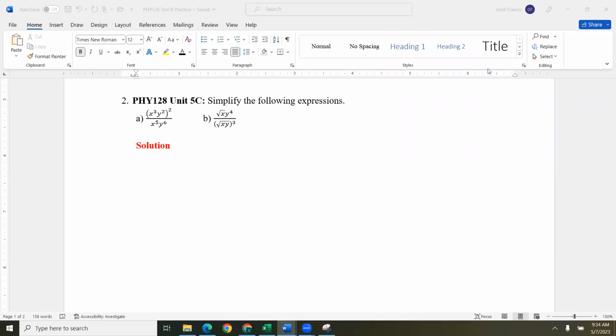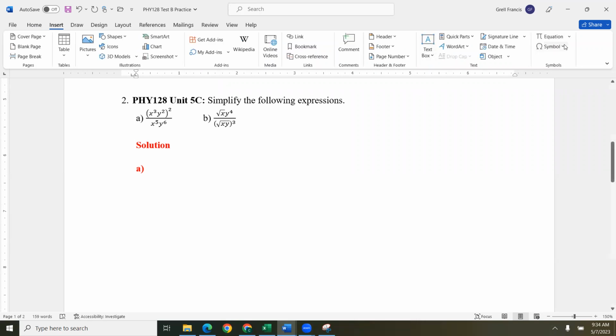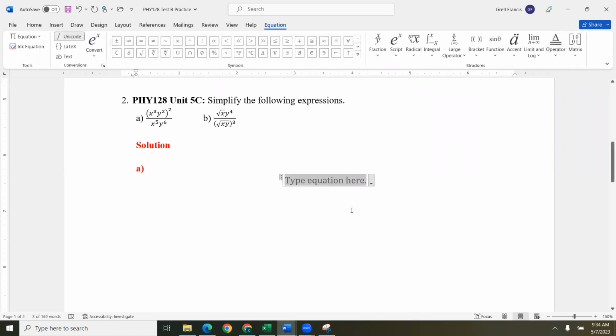Number 2 says simplify the following expression. So we'll start with part A. So we've got x cubed, y squared in a bracket raised to the power of 2. So we are going to apply the law of indices, whereby we have to multiply the powers.